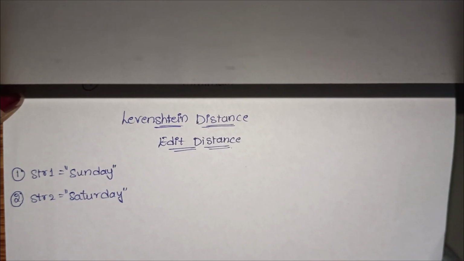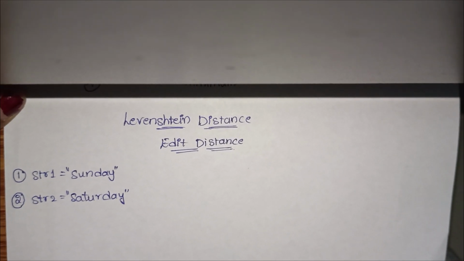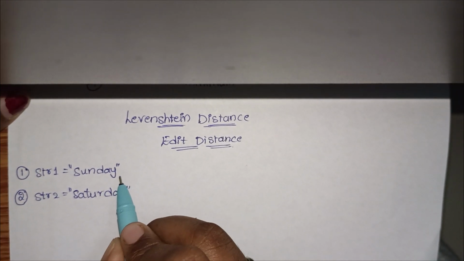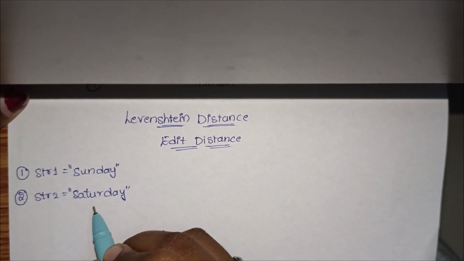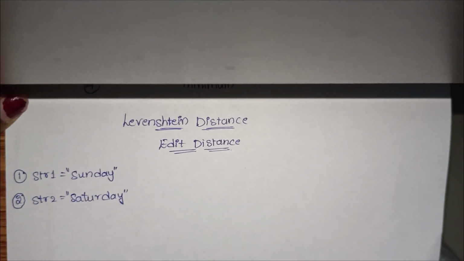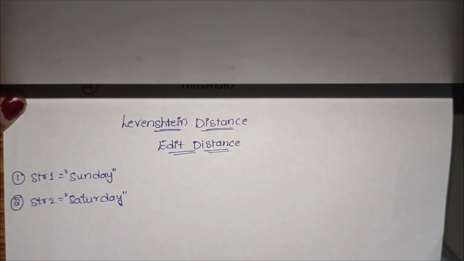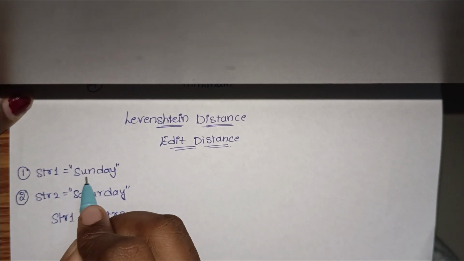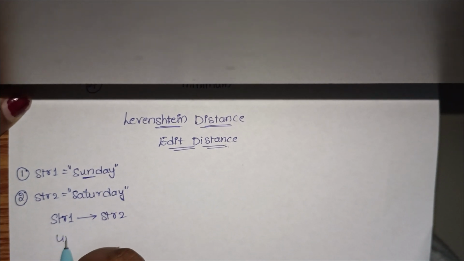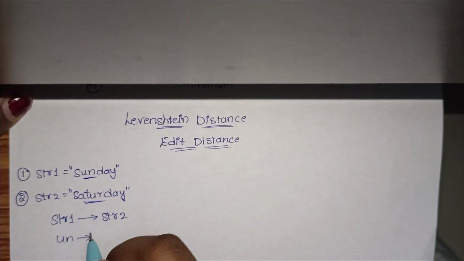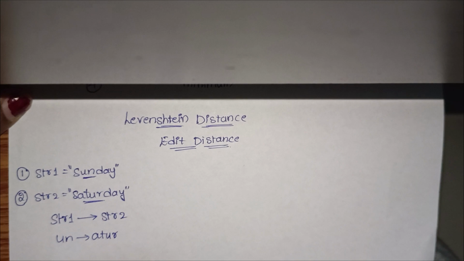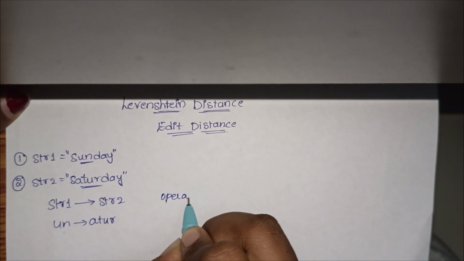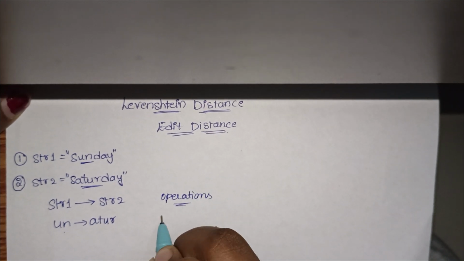Let us take one example to understand this in a better way. Here I have taken string 1 to be Sunday and string 2 to be Saturday. Now our task is to convert string 1 into string 2. That means I want to transform the UN in Sunday to ATUR in Saturday with the minimum number of operations that it can take. The operations which can be performed are three.